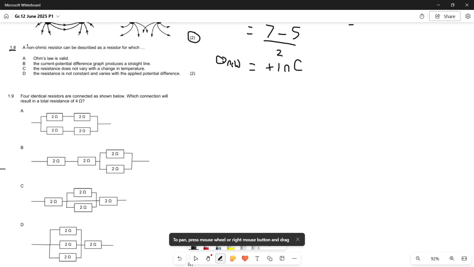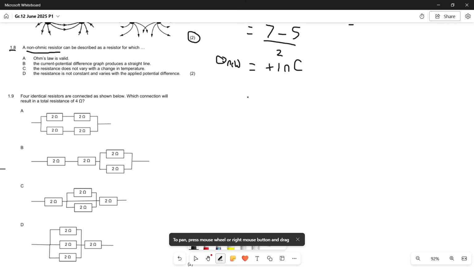1.8 over here. A non-ohmic resistor can be described as a resistor for which: A, Ohm's law is valid; B, the current potential difference graph produces a straight line; C, the resistance does not vary with the change in temperature; D, the resistance is not constant and varies with the applied potential difference. So off the bat, non-ohmic resistor.